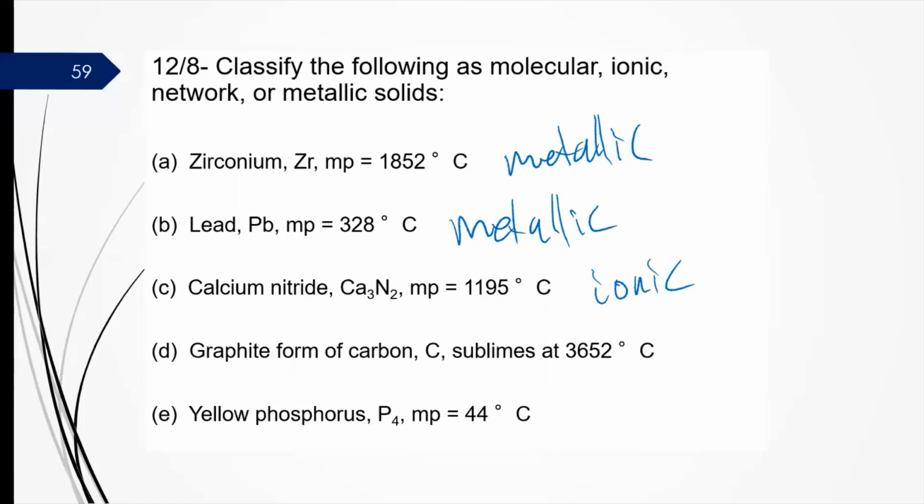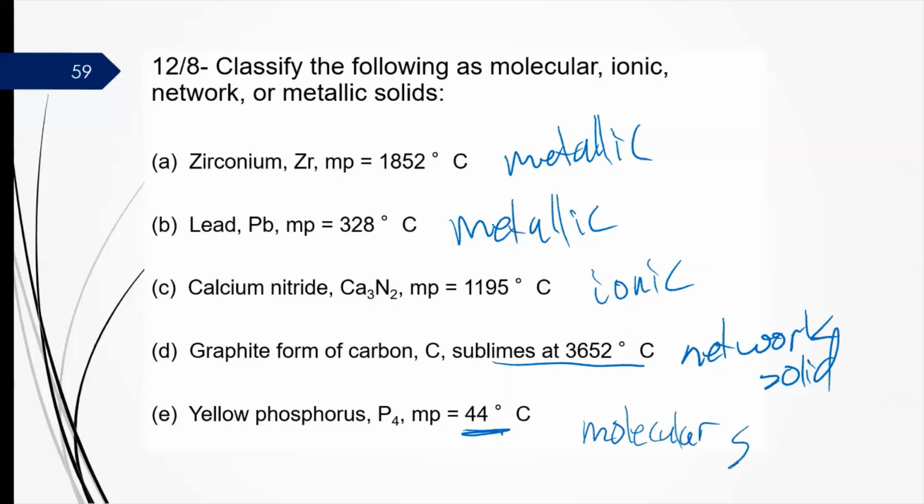Graphite, well, that's all non-metals. And so let's look at its boiling point. Well, that's a really high boiling point. So that means that it's probably a network solid because it's going to be held together by those covalent bonds. Phosphorus, on the other hand, that's also going to be covalent because it's all nonmetals. But 44 degrees, that seems pretty low for its melting point. And so we can consider that to be a molecular one. And so that's kind of how you can go through and identify this.